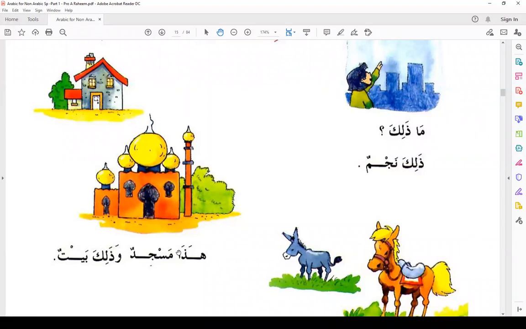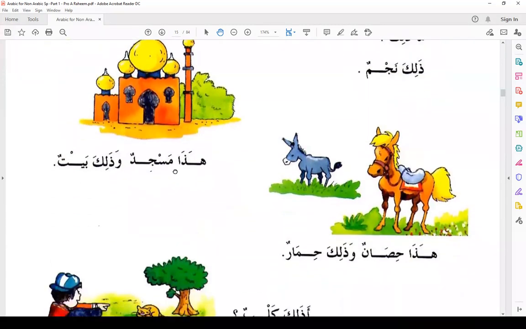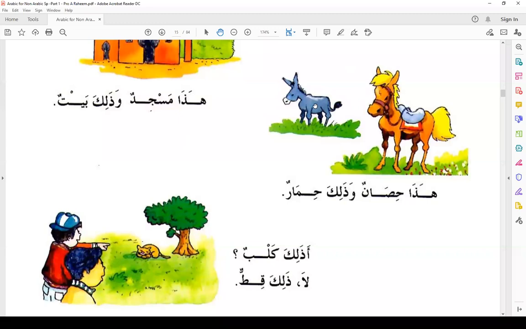Now, even though we are saying hadha masjidun, this is a mosque, do we see any word for "is"? No. So I'm just reiterating the point that was mentioned earlier. There is no word that represents "is" or "am" in Arabic. Look at this here again. So what do we have for the himar? And what is close? The hison. So what are we going to use for hison? We'll say hadha hisonun, wa dhalika himar. Everyone say after me. Hadha hisonun wa dhalika himar.